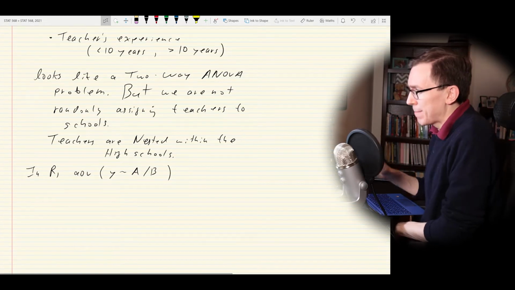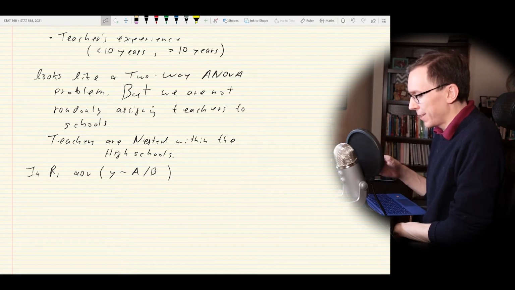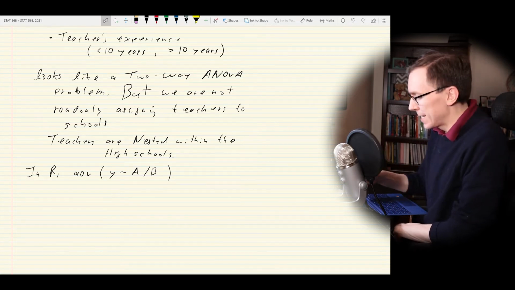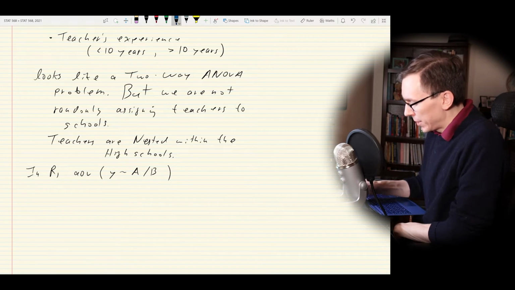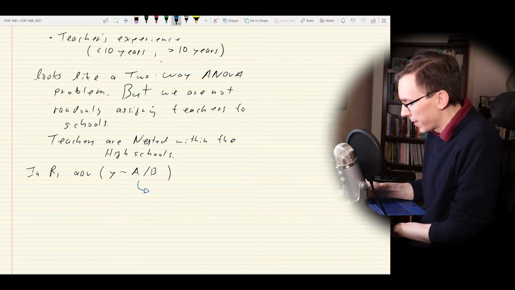And what does that do mathematically? Well, mathematically, that leads us to a slightly different degrees of freedom and a slightly different sum of squares. And what I should say, this notation A/B actually tells R that what you're really doing is you're doing A, and then you're doing the interaction AB.